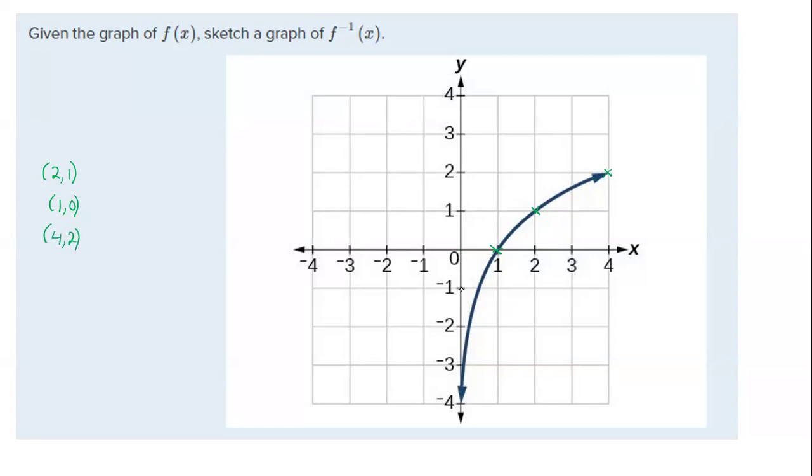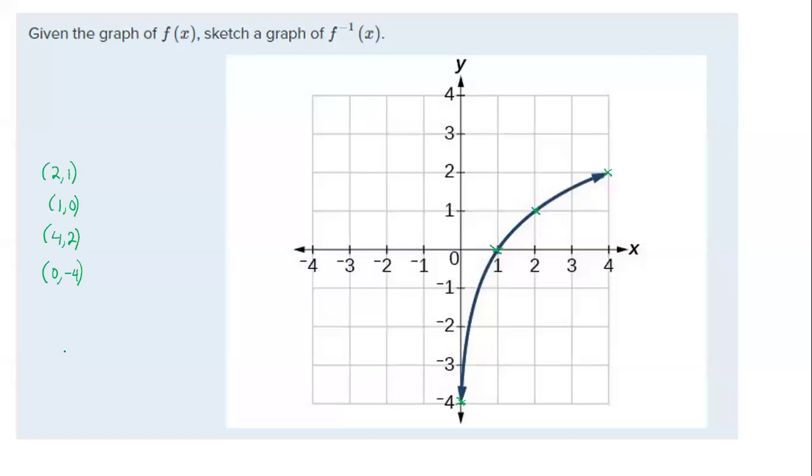Another one is negative 1, 0, 1. That one has not come out well. Then the members are seeing this point here, 0, negative 4. Very good.